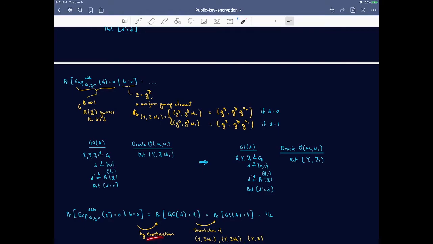This is just, as I say here, by construction. And if that's not clear, go back and look it over again. I think you'll be able to see it. All right, so now we're going to move from G0 over to this game G1.